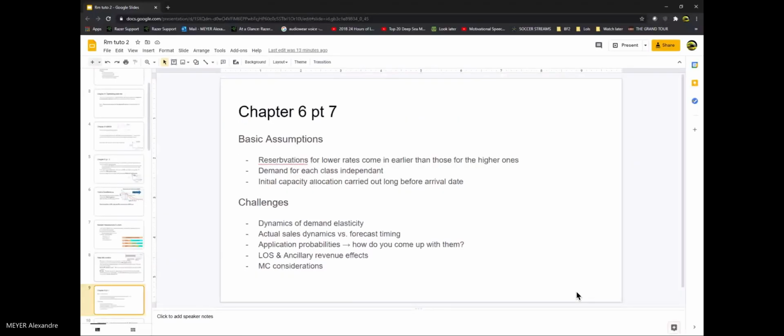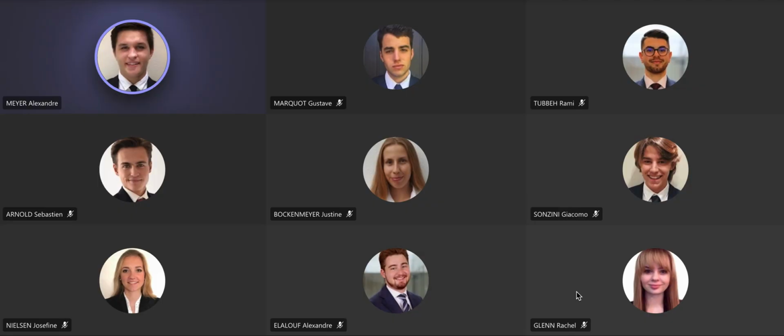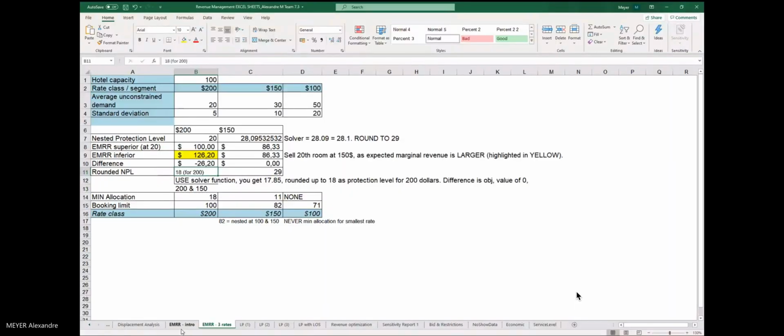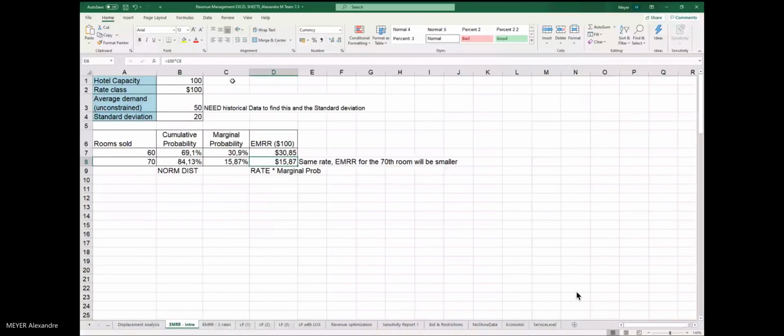Just a quick thing, I'm going to show you a little Excel document just so you can see a more visual example. Hang on, let me just share my Excel doc. All right, so here, for example, this is just the basics on the EMRR. So here, for example, you look at the cumulative probability. So by doing that, you just do the NORM.DIST. I hope everyone can see my screen, but it actually says on the bottom.